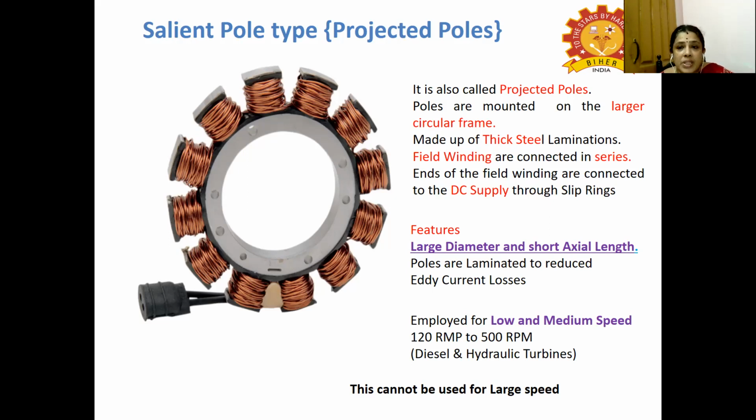It is also called projected poles. Poles are mounted on the circular frame, made up of thick steel laminations, and field windings are connected in series. Ends of the field windings are connected to the DC supply through slip rings. The feature is large diameter and short axial length. Poles are laminated to reduce eddy current losses. Employed for low and medium speeds, 120 RPM to 500 RPM, mainly used with diesel and hydraulic turbines. This cannot be used for large speed.